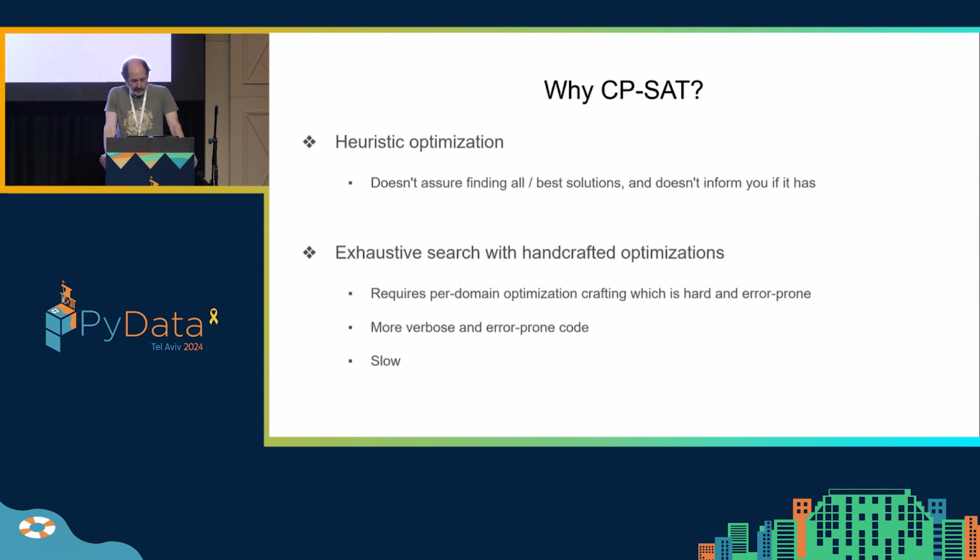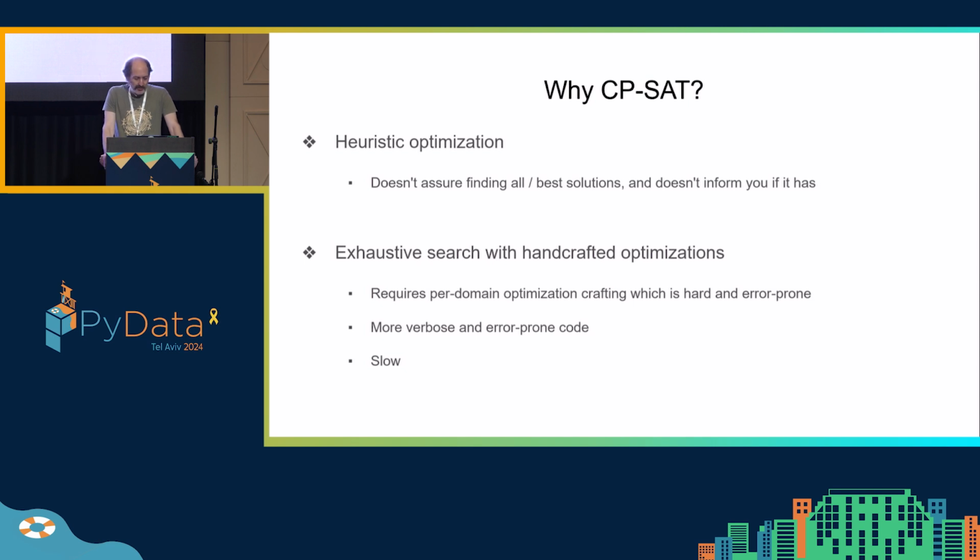Why use CP-SAT? So before I found out about CP-SAT, I would either do heuristic optimization. So it could be very fun to think about, but unfortunately it doesn't assure you that you can get all solutions or you get the best solutions for your objective. And also, sometimes you don't know if you got the best ones or if you got them all. As I grow older and my OCD gets worse, I'm more and more worried about finding all solutions and the best solutions. So I need to do some kind of exhaustive search, and to make it work, I need to handcraft different optimizations into this.